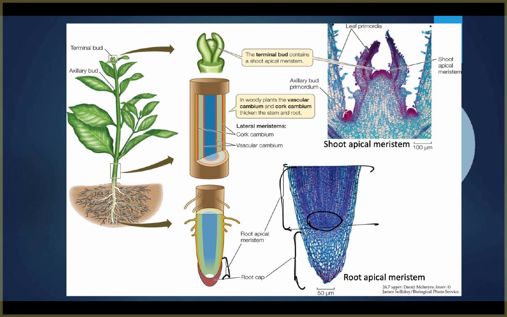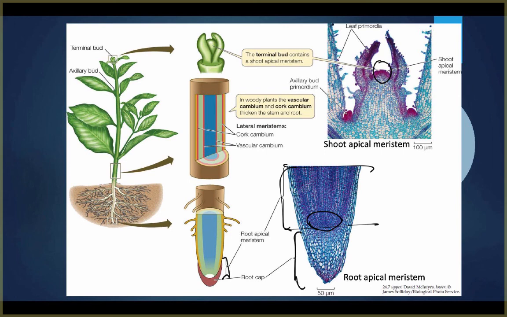That this is what we're looking at for the root apical meristem. Now, if you were to go to the top and you wanted to look at the terminal bud, or the shoot apical meristem, you would be looking at this. So here's the shoot apical meristem. That is where the growth is going to come out from there.